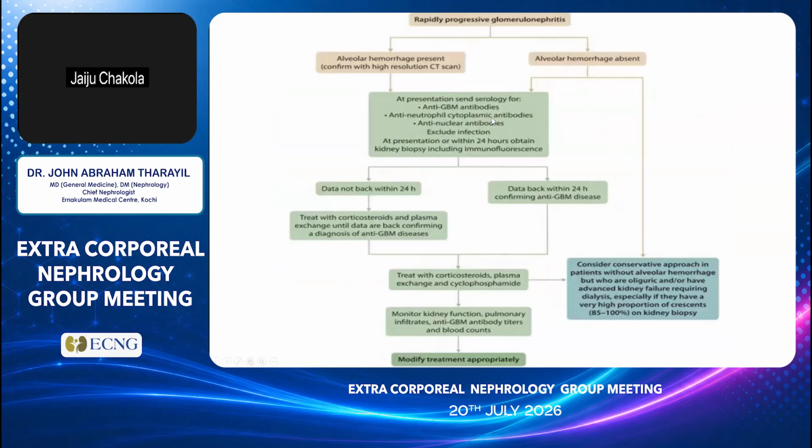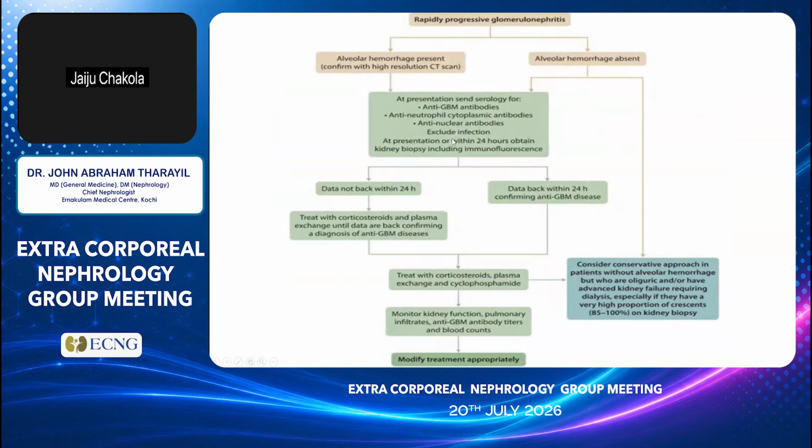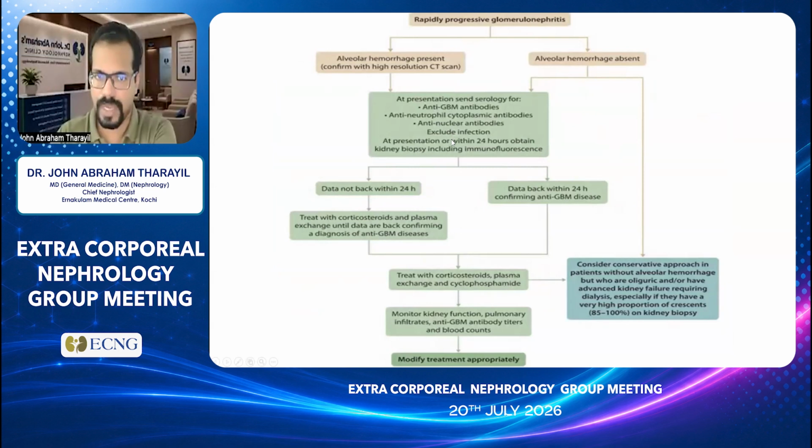And this is the algorithm for the management of rapidly progressive glomerulonephritis when there is alveolar hemorrhage and when alveolar hemorrhage is absent. If there is alveolar hemorrhage in HRCT at presentation, send serology for anti-GBM antibodies, ANCA, ANA, and for the young patient, you exclude infection at presentation or within 24 hours, obtain a kidney biopsy, including IF if possible. And if data is back within 24 hours, you treat with steroids, plasma exchange, and cyclophosphamide. If data is not back, then also you have to treat with steroids and plasma exchange until data is back confirming a diagnosis of anti-GBM disease, and monitor the renal function and pulmonary infiltrates, and modify the treatment accordingly.